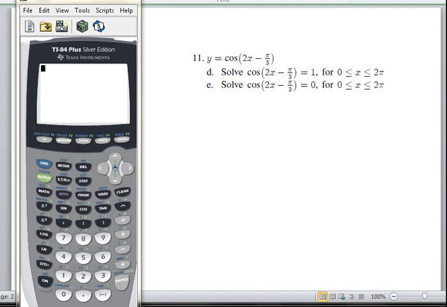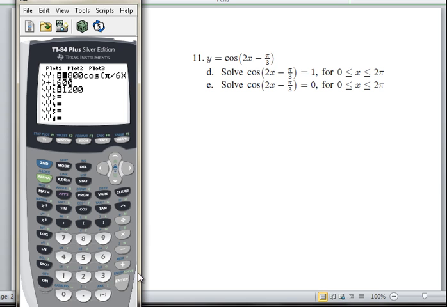Okay, so here's how I want you to solve these equations. Basically we're going to do this with our calculators for now. For this section I'm using intersect. So go ahead and type into y1 cosine 2x minus pi over 3.